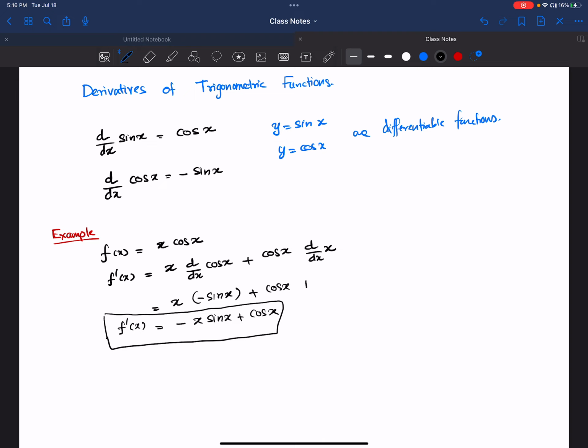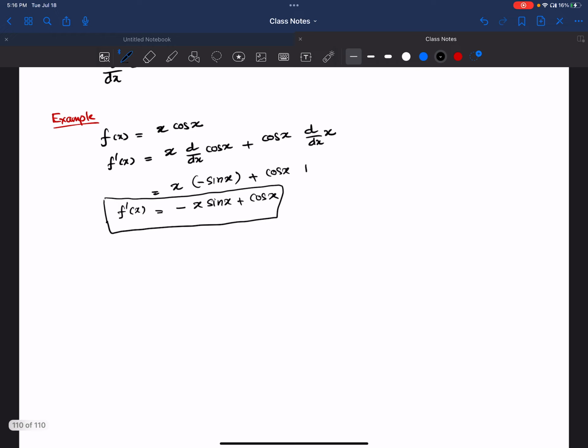And let's see another one. How do we get d over dx tangent x? So we know that tangent x is equal to sine x over cosine x. So we can write sine x over cosine x. We can use the quotient rule here, or we can use the combination of product rule and chain rule. I'm going to use the quotient rule here.